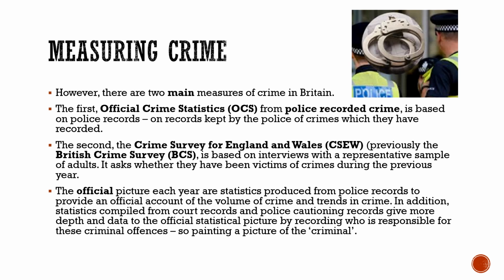So the main sources of crime data for Britain: the official crime statistics, which are from police recorded crime. So this is everything that the police have made a note of, whether they have decided to caution, charge and prosecute or not. It's everything that's been recorded by the police authorities across the UK.